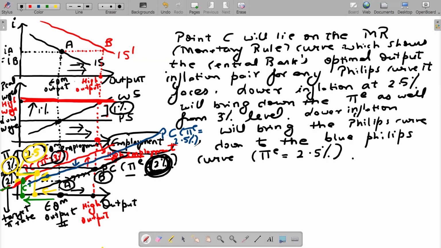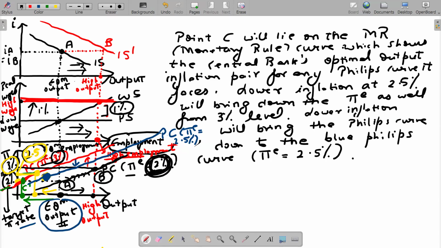Now, what point will the central bank choose on the blue Phillips curve? The yellow point was C. Now the central bank will choose what point? The central bank will now choose point D here. Let me darken the blue point. On the new blue Phillips curve, the central bank will choose the blue point. You can see the blue point is closer to the target inflation rate of 2%, and it's also closer to the equilibrium outcome.